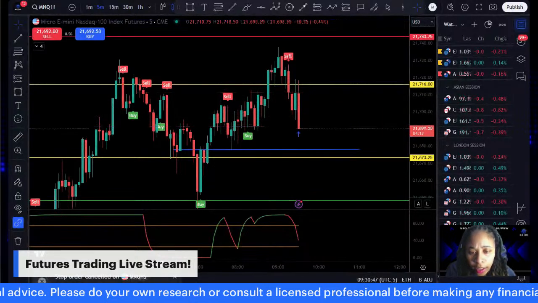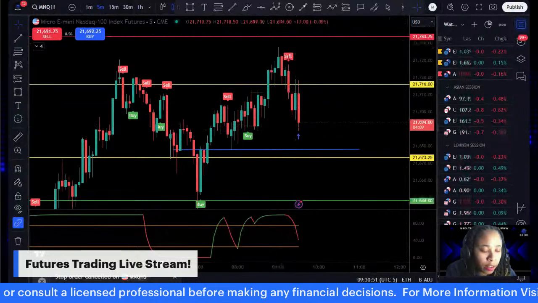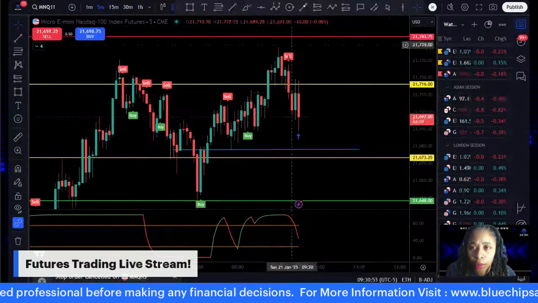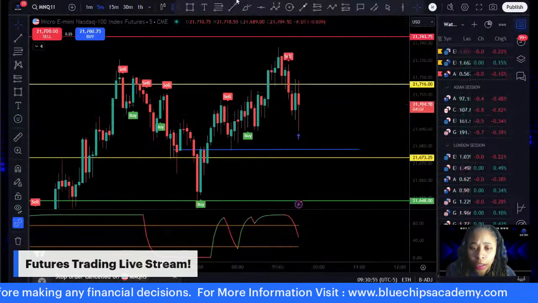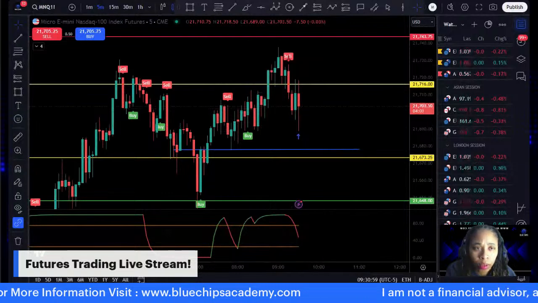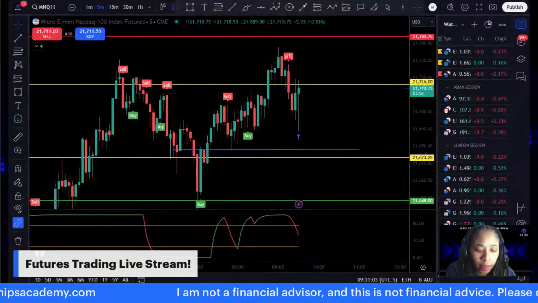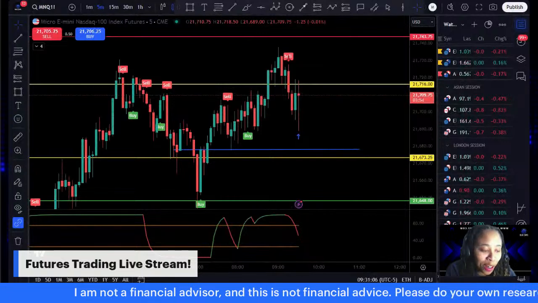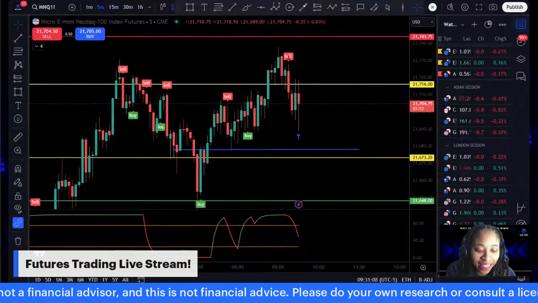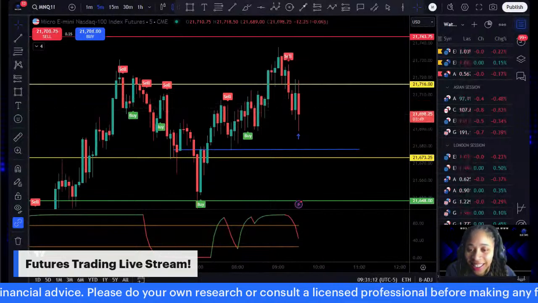Nice. TP1 hit, guys. TP1 hit. Go ahead and put your fires in the comment section if you hit TP1 as well. Beautiful. Love it. Great job. Both of the Robs hitting that TP1. I love it. Yes. Great job, Kelly. Let's get it.